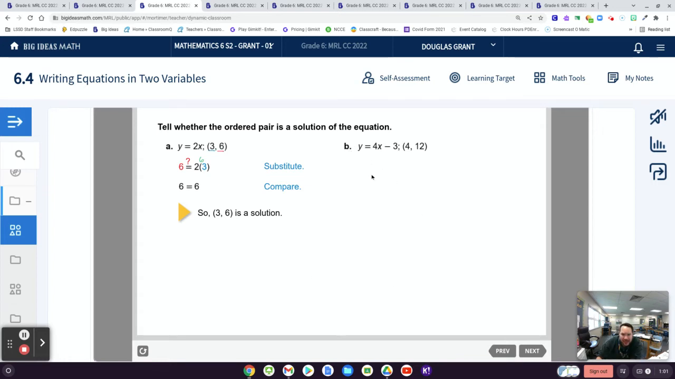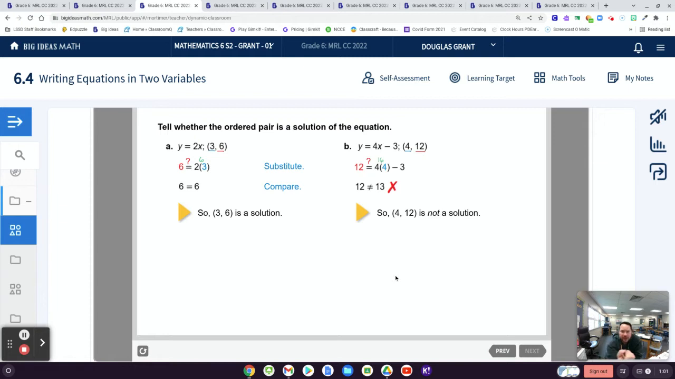Okay, so now for B, is (4, 12) a solution to y equals 4x minus 3? Let's see. You plug in 4 for x and 12 for y and see if it's true. 4 times 4 is 16. 16 minus 3 is 13, which is not 12. Therefore, it is not a solution. (4, 12) is not a solution to y equals 4x minus 3.